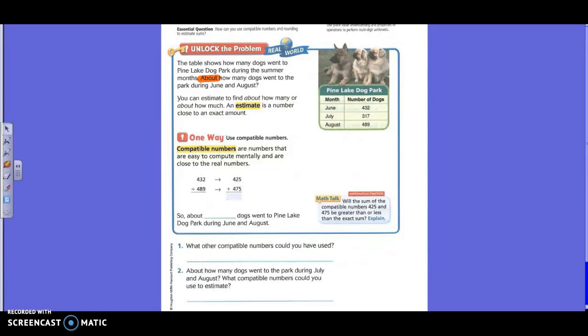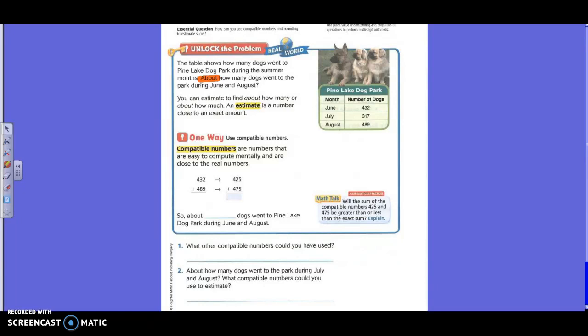Now, I'm glad we reviewed the nearest 10 and nearest 100 as much as we did, because today you can find ones that might be to the nearest 5, okay? But you can do the nearest 10 if you'd rather do that too. The nearest 5 sometimes can get you closer. An estimate is a number that is close to the exact answer or the exact amount, okay?